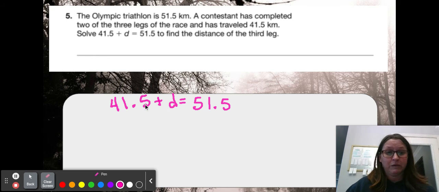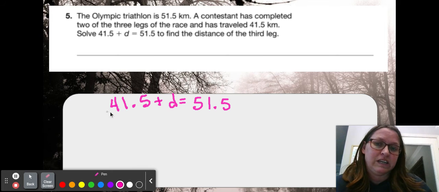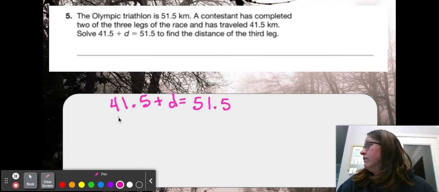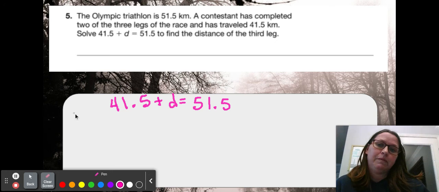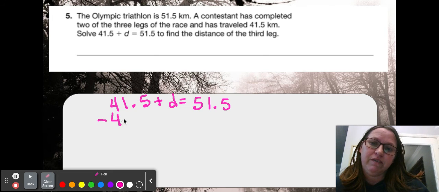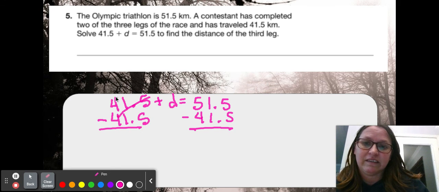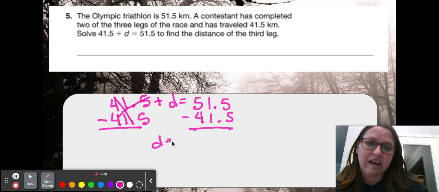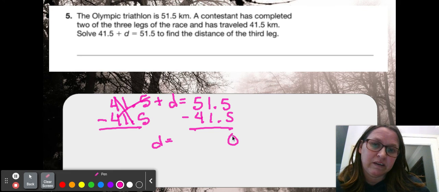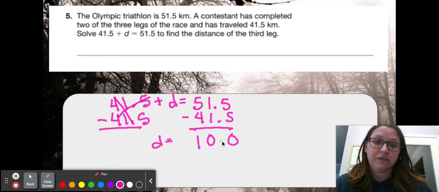So I'm going to ask my questions. What's my variable? My variable is D. What are they doing to the D? They're adding 41.5. So in order to do the opposite, I have to subtract 41.5. And I'm going to subtract it from both sides because that's what I have to do. This cancels itself out, and I get D on this side. 5 minus 5 is 0. 1 minus 1 is 0. 5 minus 4 is 1.